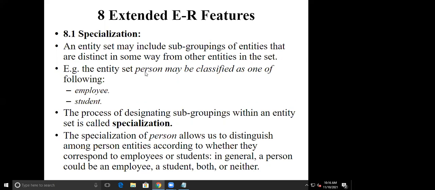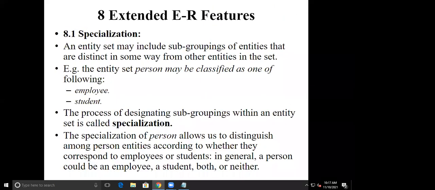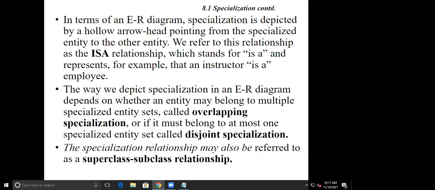For example, if I am having a person who may be an employee, a person may be a student, then from this main entity, person, I got two subgroups, that is employee and student. Here a person is an employee, a person is a student. So this relationship we are showing between the two entities, that is person and employee, person and student. So each relationship is connected via a specialization.